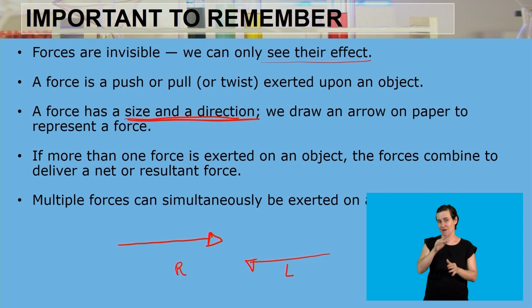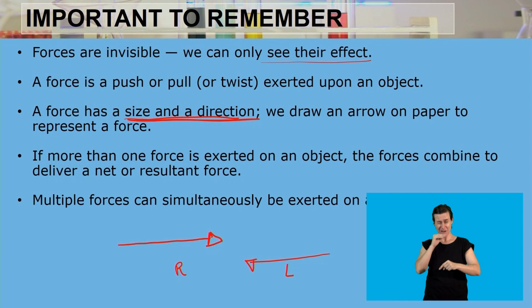So we draw an arrow on paper to represent a force. As we have said, the length of the arrow determines the size of the force, and the arrowhead determines the direction of the force. If more than one force is exerted on an object, the forces combine to deliver a net or resultant force. Remember, forces always act in pairs.